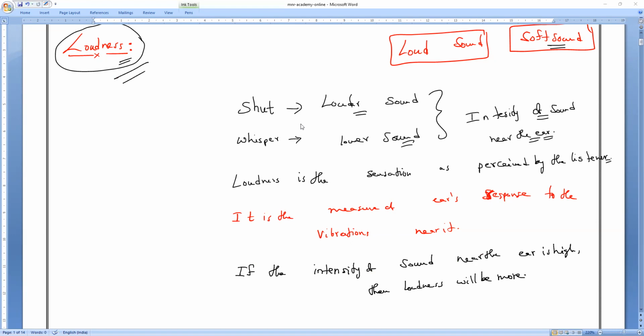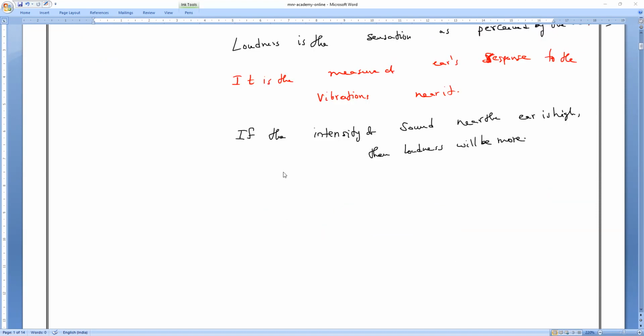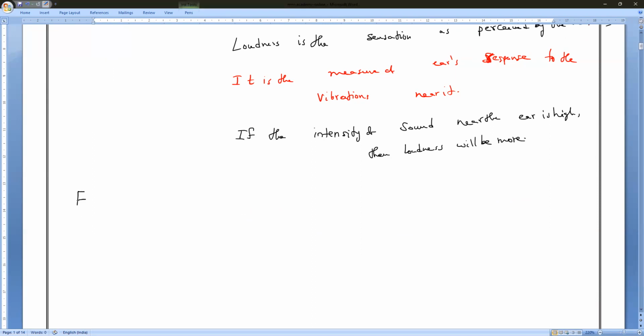Now let us see the factors on which loudness depends. There are three factors which many people don't know, but I am saying it, so you all should remember that. Factor number one: the amplitude of vibration of the source.